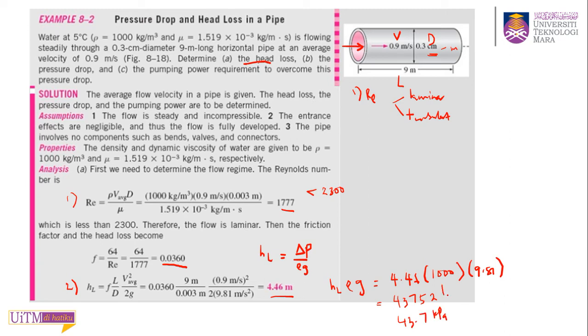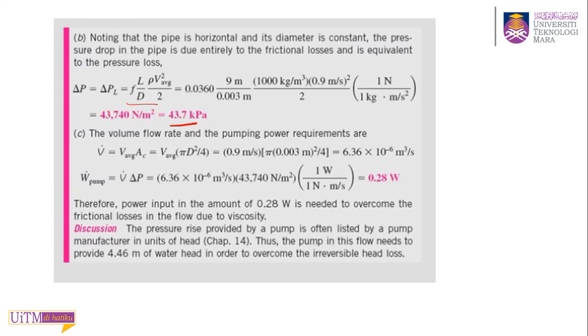This is Pascal. So it is just the same thing, but in this example they show you the real equation. You can use this equation, or you can just multiply by rho times g. It's much simpler. So this settles the heat loss, the pressure drop and pressure loss.